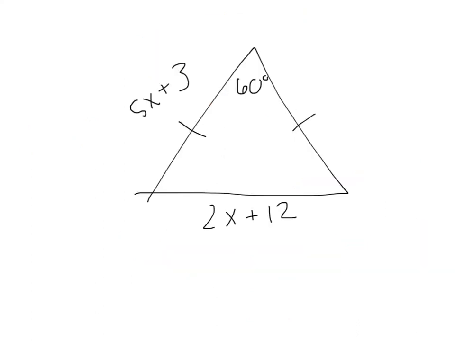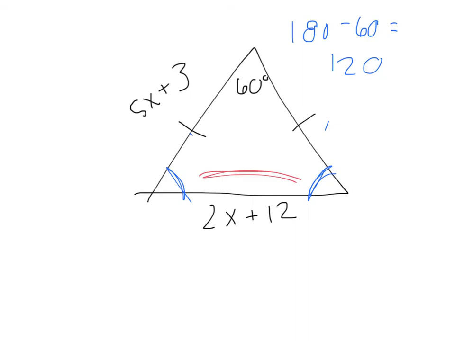Alright, this one. Now we're into the equilateral triangle part, and you'll see why. So these two sides are equal, right? So that makes these two angles equal. Same logic as the last two. We can take 180 minus 60, which gives us 120. So that means between these two angles, there's 120 degrees. We can divide that by 2 because they're equal. It means they're each going to be 60 degrees.